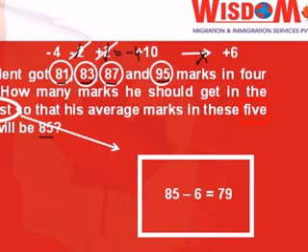So, let's take a quick recap here again. These were the 4 numbers: 81, 83, 87 and 95. And we had to find out how many marks he got in the fifth test so that the average becomes 85. So we calculated the deviation of 85 from all the numbers, reversed the sign and gave it to the fifth test. And hence we got the marks in the fifth test to be 79.